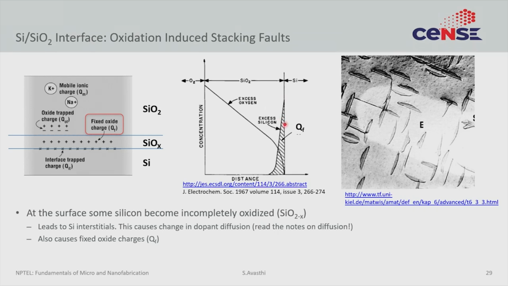This excess silicon that is diffusing from silicon into silicon dioxide causes some amount of defects in the silicon dioxide, because it makes the silicon dioxide non-stoichiometric.